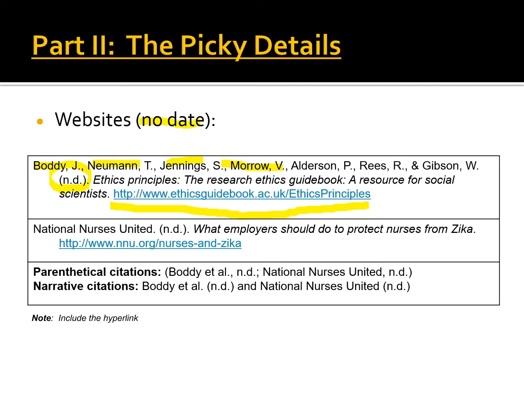Okay, this Ethics Principles, the Research Ethics Guidebook, was found on this website. So this is a hyperlinked website, and there is no date for this source. So I would specify no date. Now, if I was citing this parenthetically in the text itself, I would indicate it as this. Bodie et al., period, comma, space, N period, D period, no date. If I was citing it in terms of narrative, so for instance, I was talking about the authors first, then I would go Bodie et al. Period, and then in brackets, N period, D period, specifying no date.